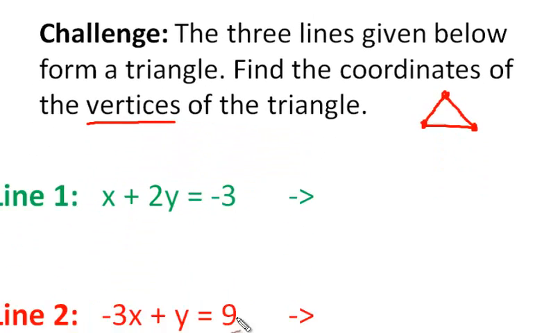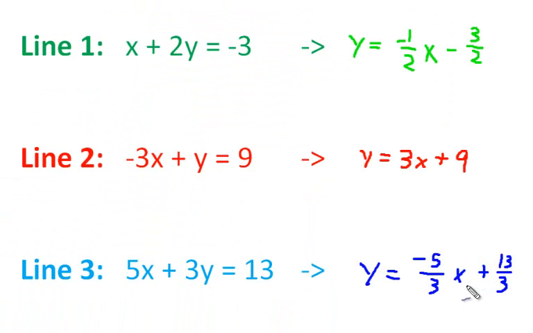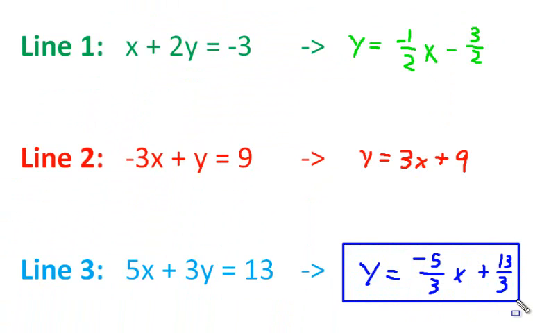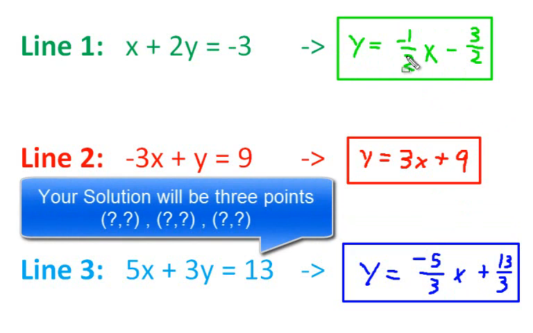Okay, so looking at the three equations they gave us, I'm going to go ahead and write what you should have got for each equation. Check your equation, see if you got these same equations for each one. So you have your first one, second one, third one. These are the lines you're supposed to graph. Once you graph these, the points where they intersect is your solution.